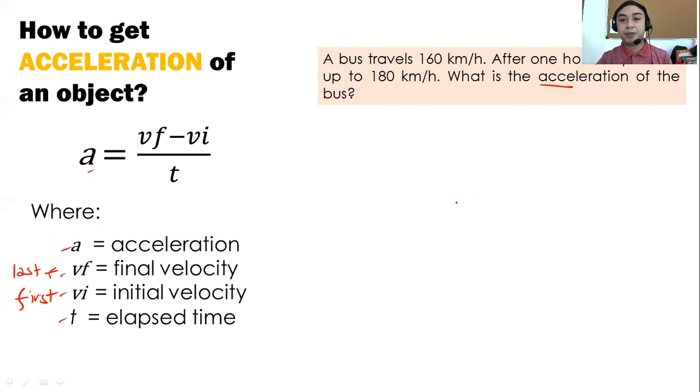What is again the formula for acceleration? It is A is equal to Vf minus Vi all over T. Now let us determine the final velocity, initial velocity, and the time. And the acceleration is the one that is being asked.